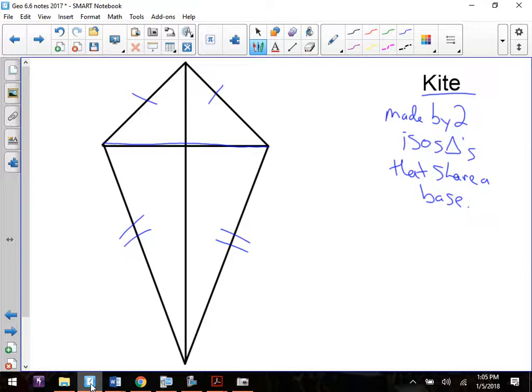So a kite winds up with, I'll start making a list over here, 2 sets of non-opposite sides congruent. What I mean by that is you have 2 sets of sides that are congruent, but they're just not opposite each other. They're 2 sets that are next to each other. That's where it comes from when you think about it in terms of isosceles triangles. They have diagonals that are perpendicular.